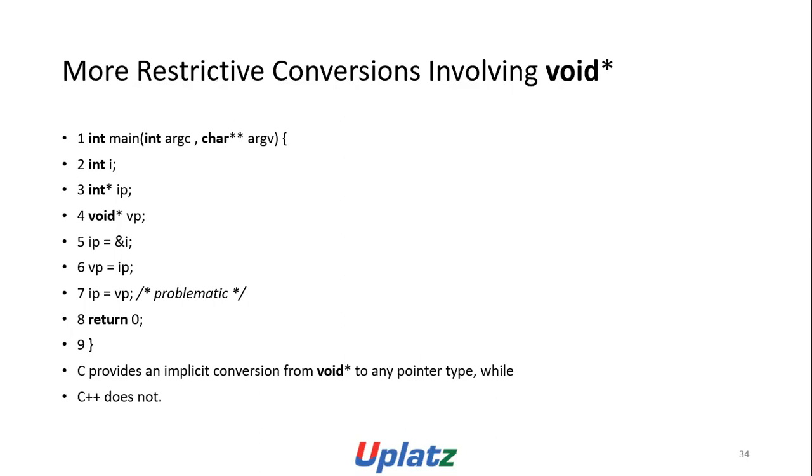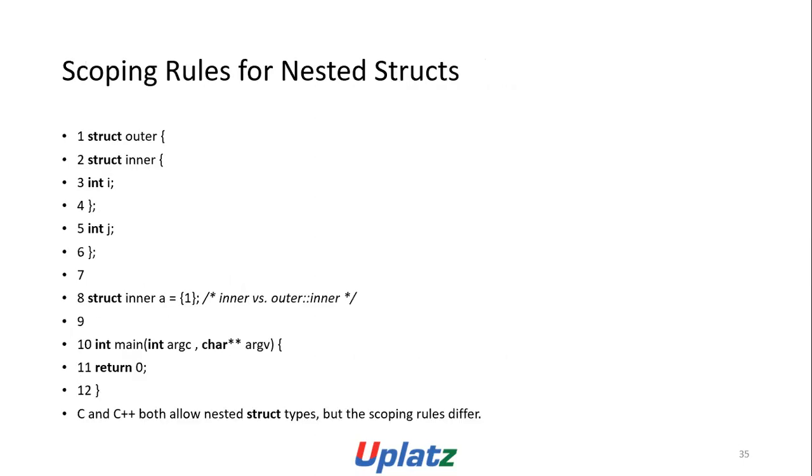More restricted conversions involving void star. int main(int argc, char *argv[]) { int i; int *ip; void *vp; ip = &i; vp = ip; ip = vp; // problematic in C++ return 0; }. C provides an implicit conversion from void star to any pointer type, while C++ does not.